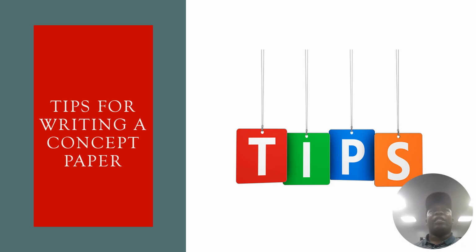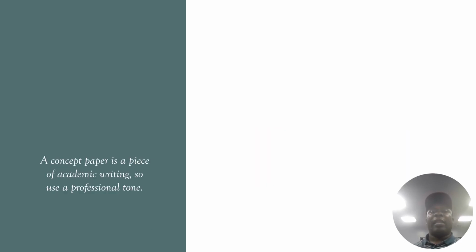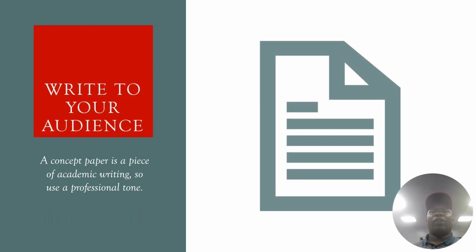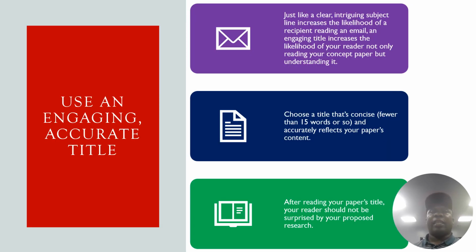Then let me quickly jump into the tips for writing the concept paper. There are a few tips that I'm going to talk about. The first one is write to your audience. A concept paper is a piece of academic writing, so use a professional tone. Don't use unnecessary jargon. Make sure that whenever you are writing this piece of work, you bear in mind that this is an academic paper, and whatever citation that you use in it should be in line with the purpose or with the reason why you are writing your paper.